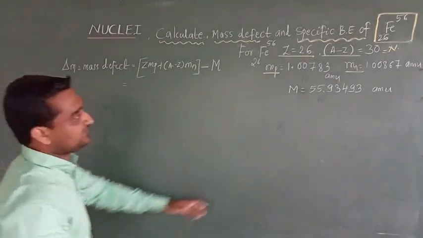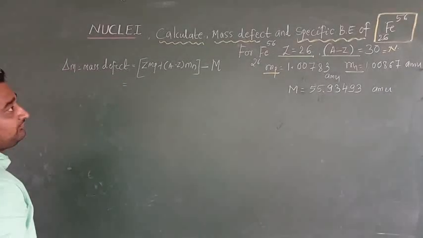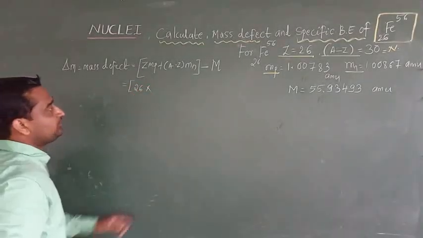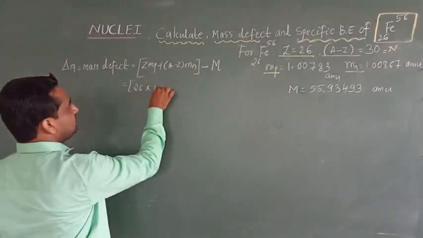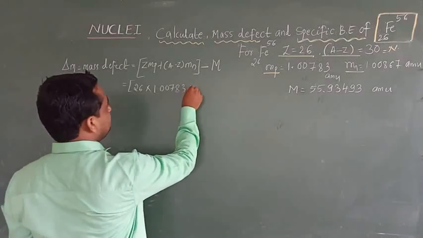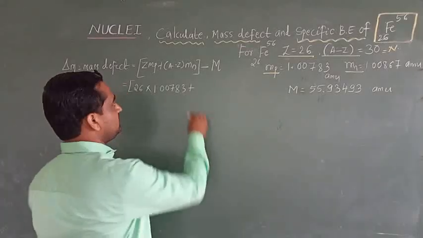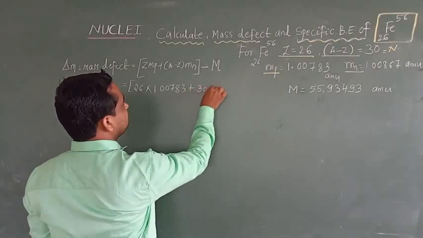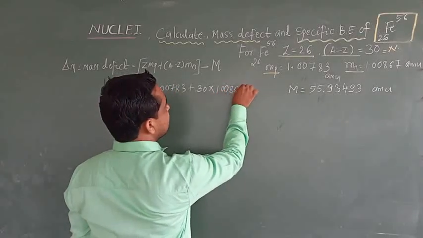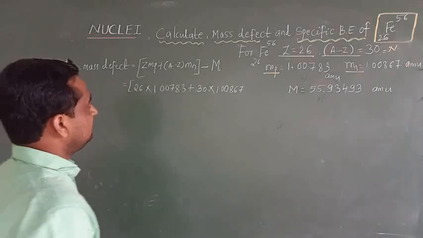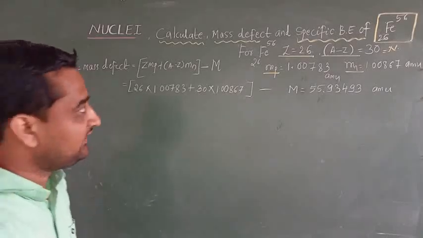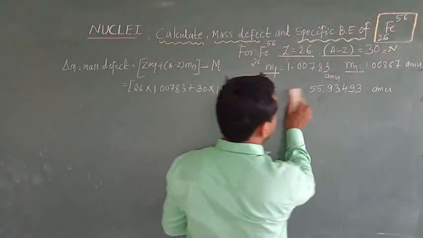Now, taking the example of the iron nucleus, the atomic number is 26. That is 26 into the mass of the proton, 1.00783, plus A minus Z, the number of neutrons, which is 30, into the mass of the neutron, 1.00867. Then minus the mass of the iron nucleus, which is equal to what?